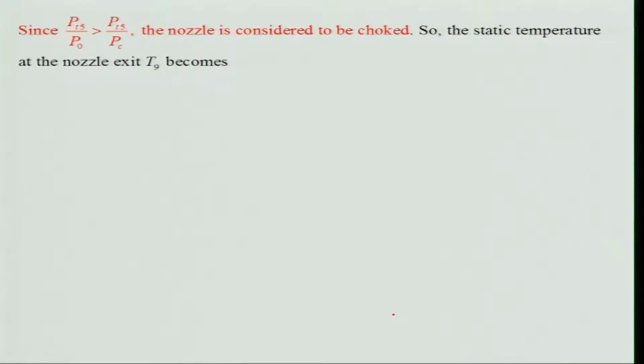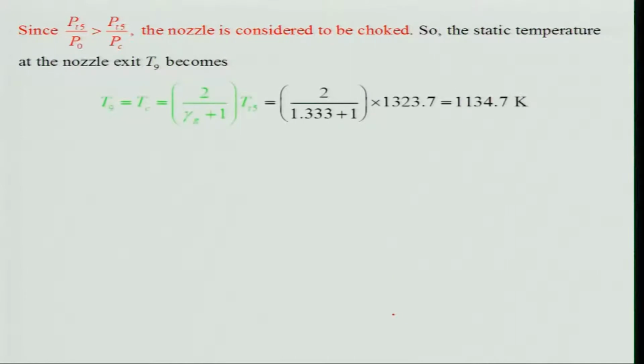So, the static temperature at the nozzle exit, T9, becomes basically Tc, the critical temperature, that is (2/(gamma+1)) times Tt5. So, you will get 1134.7 Kelvin. How can you change this when the nozzle is choked? If it is choked, you cannot really change it; your mass flow rate remains constant, right.